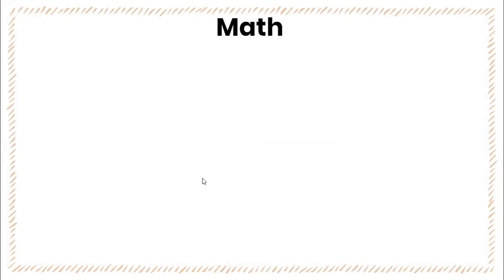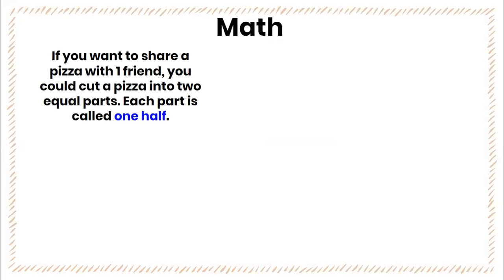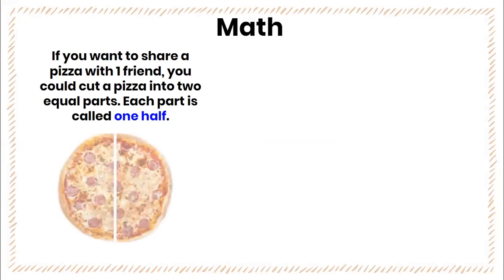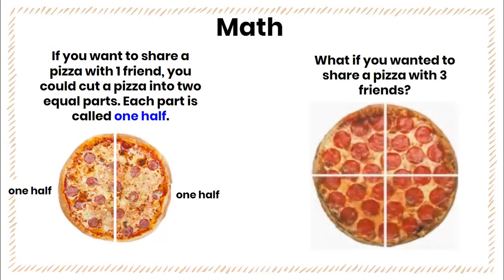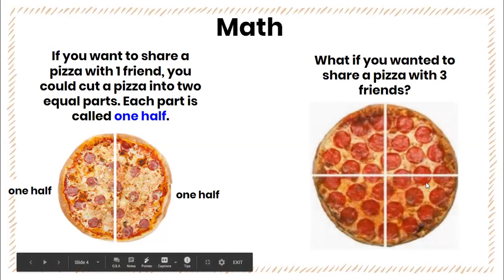Let's go over this. If you want to share a pizza with one friend, you could cut a pizza into 2 equal parts. Each part is called 1/2. 1/2 on this side and 1/2 on this side. But what if you wanted to share a pizza with 3 friends? Well, you can divide a pizza into 4 equal shares or 4 equal parts.